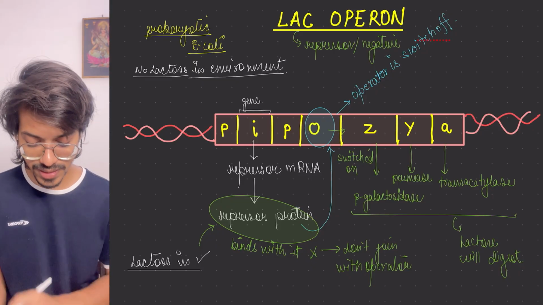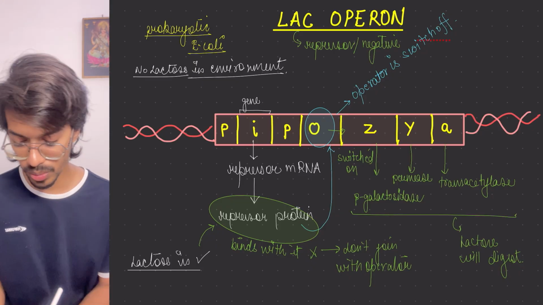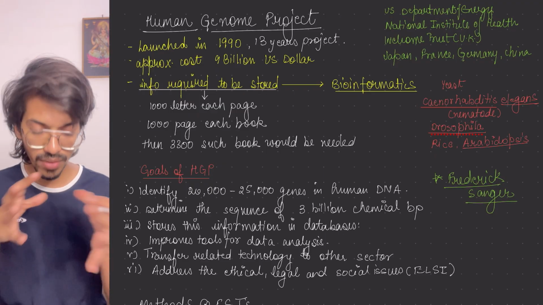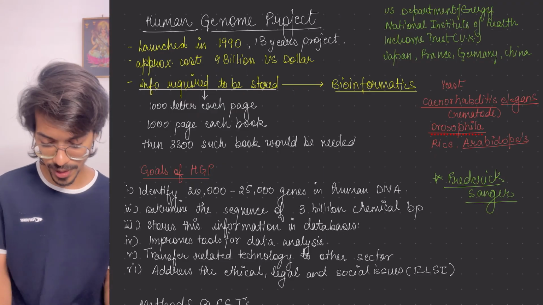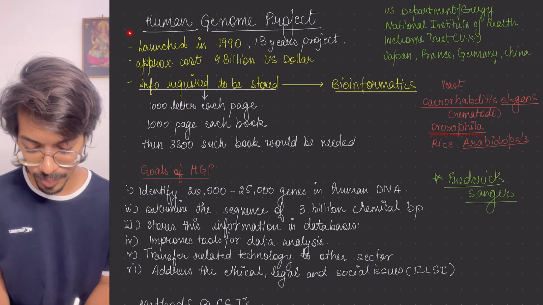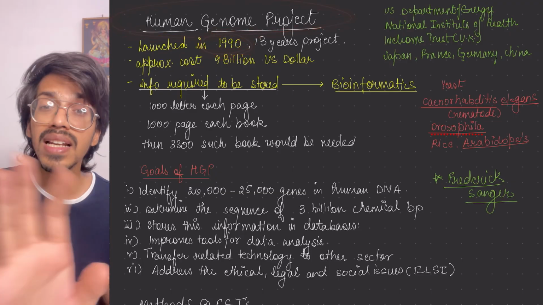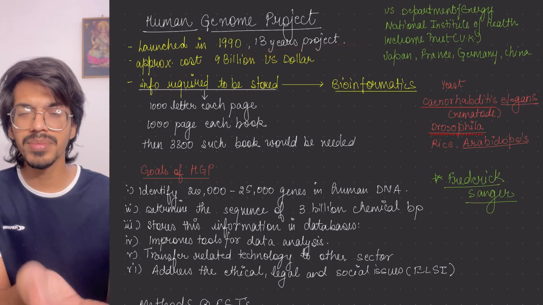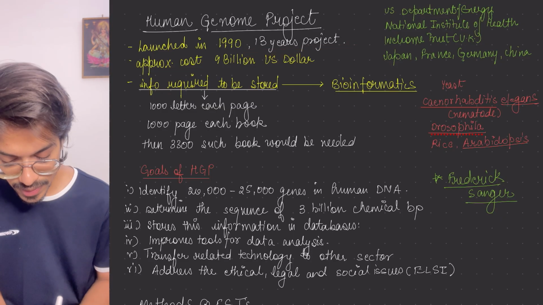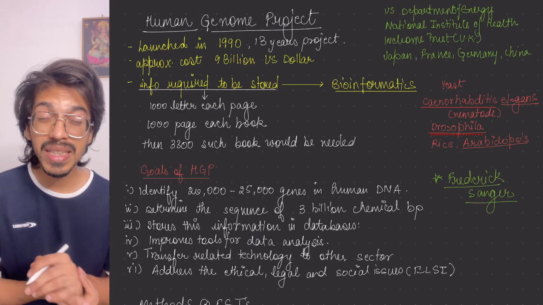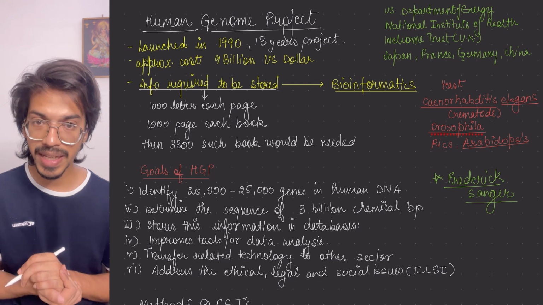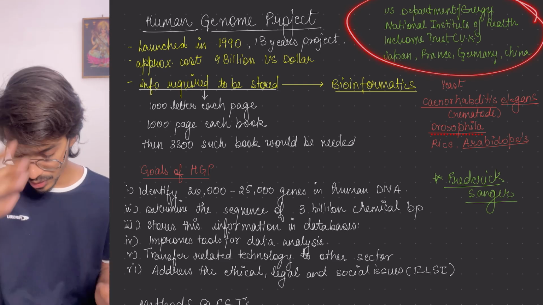After this, the next thing that comes is the Human Genome Project. From here, there are higher chances of questions coming. I have already compiled it over here. The Human Genome Project was launched in 1990 and it took 13 years to complete. Till now they are still coding something, but most of the work has been completed. It was approximately a 9 billion US dollar program funded by many organizations and countries.